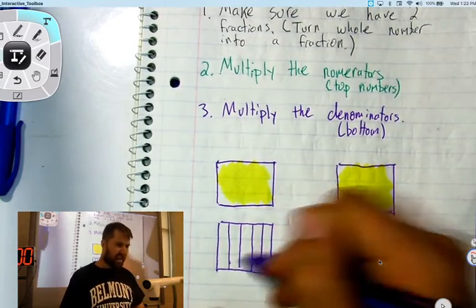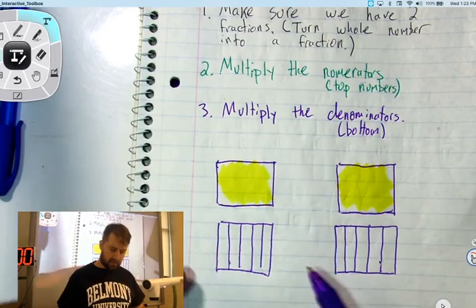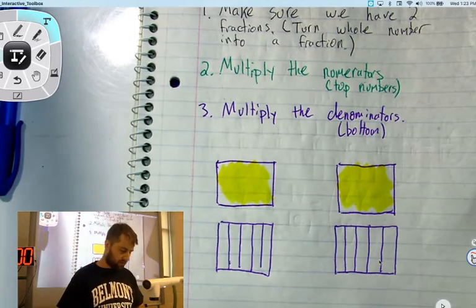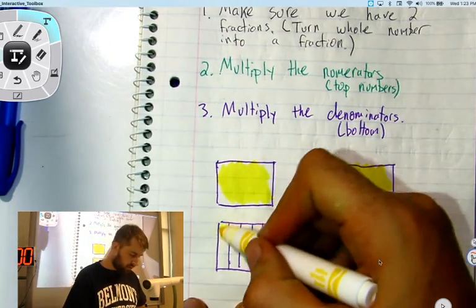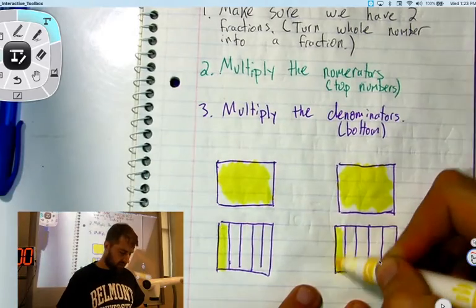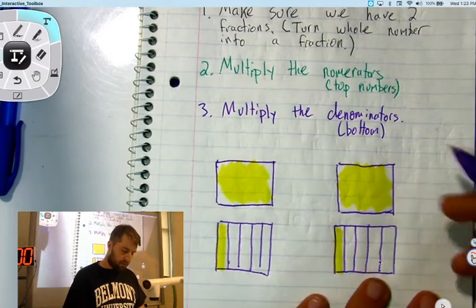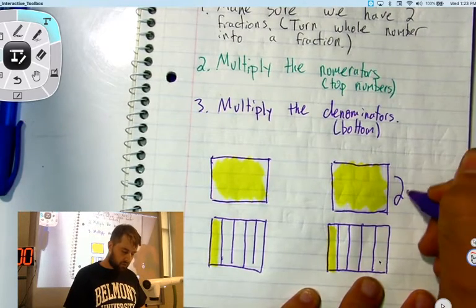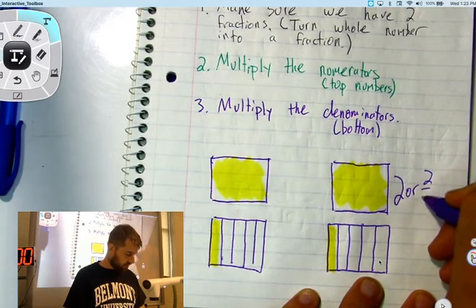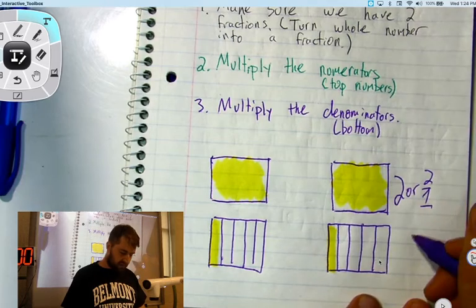So when we multiply a whole by a fraction, we only get part of the entire thing now. We only get 1/5 of each of those. So our answer is 2/5. For the top part, we had 2, or 2/1. And then we just had 2/5 down here.